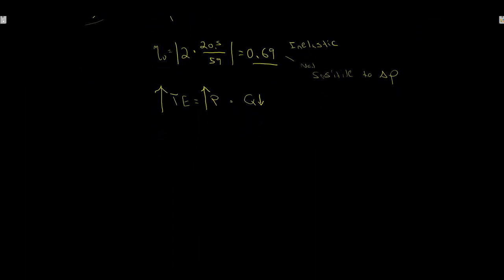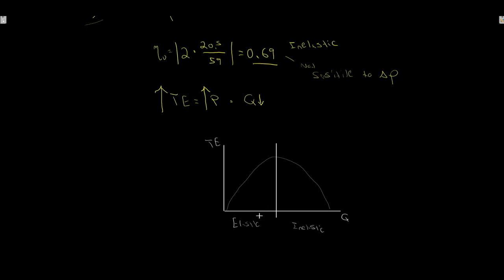Okay, we can double check that, right? We can double check why that's the case. Let's take a look at our diagram here. So we had something like this, where we had our elastic zone, we had our inelastic zone, and the relationship between quantity and total expenditure. We just said that we are dealing in our inelastic zone, right? 0.69, and quantity fell.